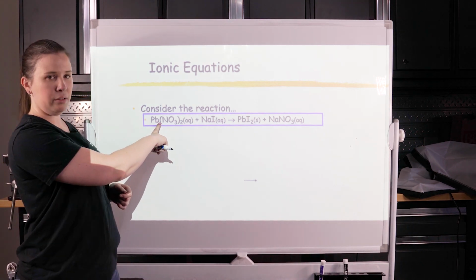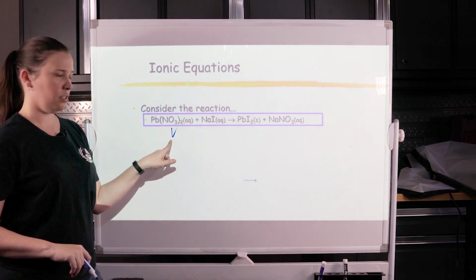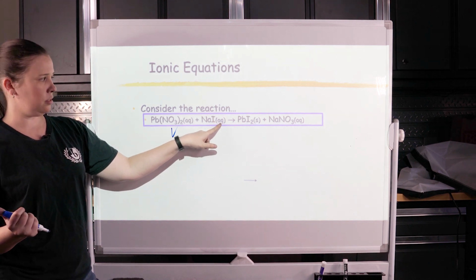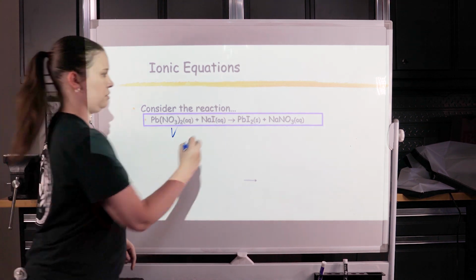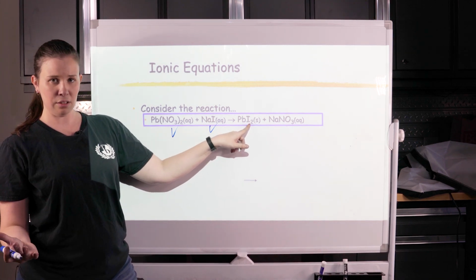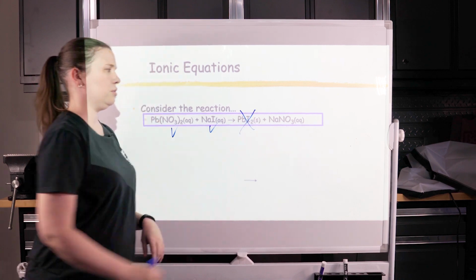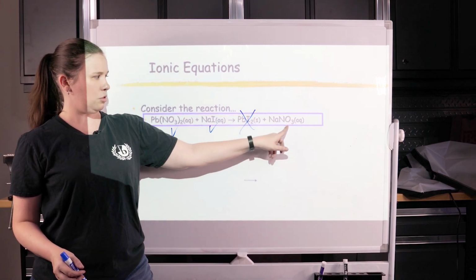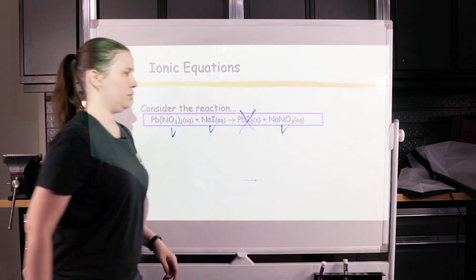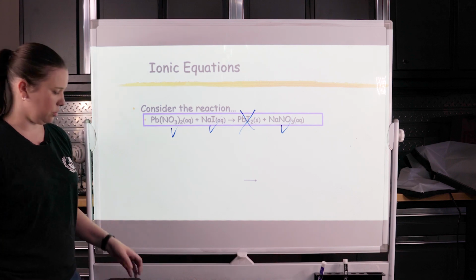Is this an ionic compound? Yes. Is it aqueous? Yes. So yes, it will dissolve. Sodium iodide, ionic? Yes. Aqueous? Yes. Yes, it will dissolve. Lead iodide, is it ionic? Yes. But is it aqueous? No. So it's not going to dissolve. Sodium nitrate, ionic and aqueous? Yes, it's going to dissolve. So 3 of the 4 things will go through dissolution.